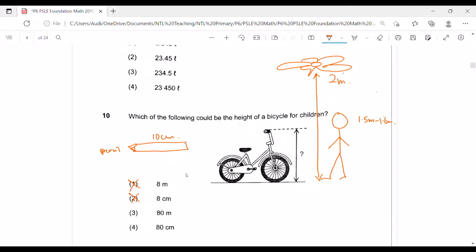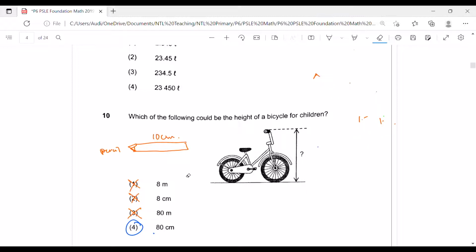What about 80 meters? If the height of the ceiling is 2 meters, then the bicycle can never be 80 meters. 80 meters is like the height of a short building. So not 80 meters. 80 cm, more likely, right? Remember, you are 1.5 meters, which means this in cm is 150 centimeters. So yes, it can be about 80 cm. This is our answer. Okay, I will erase this.